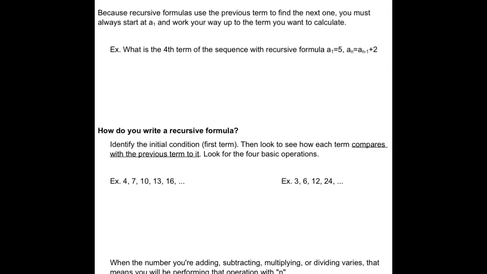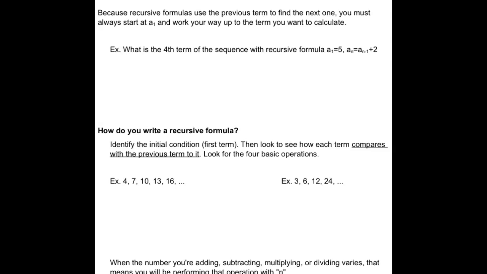Because recursive formulas use the previous term to find the next one, you must always start with the first term and work your way up to the term you want to calculate. So for example, if I wanted the 50th term of my sequence, a recursive formula would not be very helpful because I'd have to generate all 49 that come before it before I could figure out what the 50th number is. So in that case, your explicit formula is much more helpful.